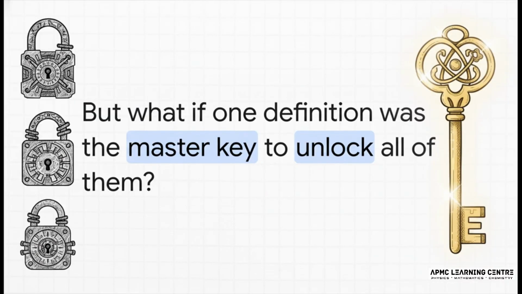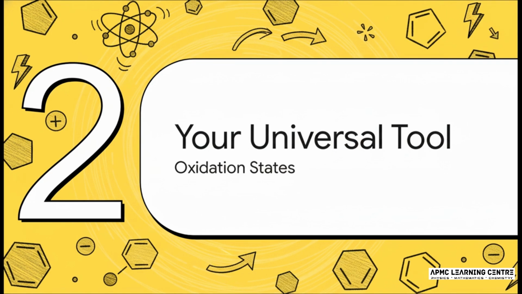But what if I told you that you don't actually need to memorize all 4 pairs? What if there was one of them, just one, that's like a master key? A key that unlocks and explains all the others every single time. Well, that master key is the concept of oxidation states. This right here, this is your universal tool. Seriously, if you can master this one idea, you can solve any redox problem that your test throws at you.